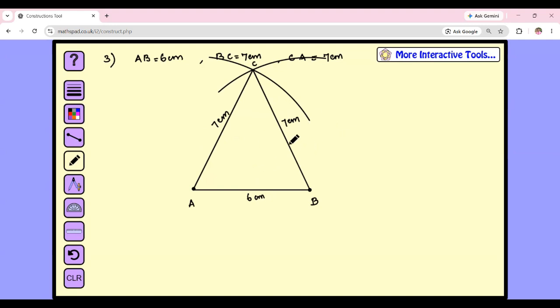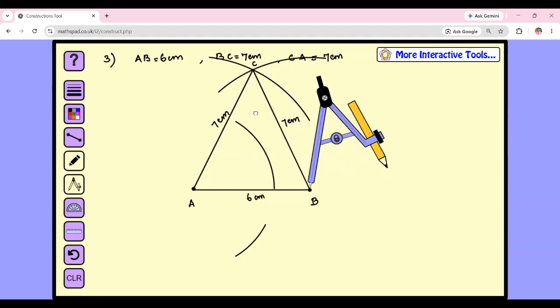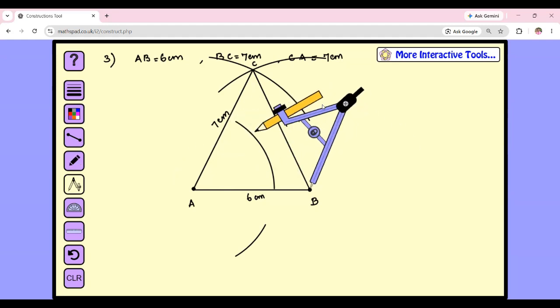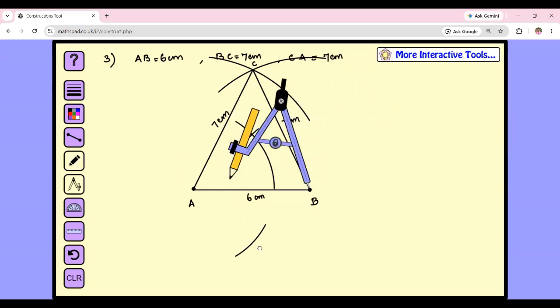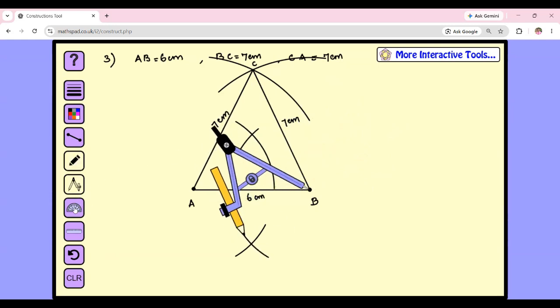Now you have to construct the perpendicular bisector. Take more than half in your compass. Keep the pointer in A and draw the arc up and down. Next, with the same measurement, keep the pointer in B and draw an arc up and down. Where the arcs are intersecting, you can just join the points. Now this is the perpendicular bisector of AB.